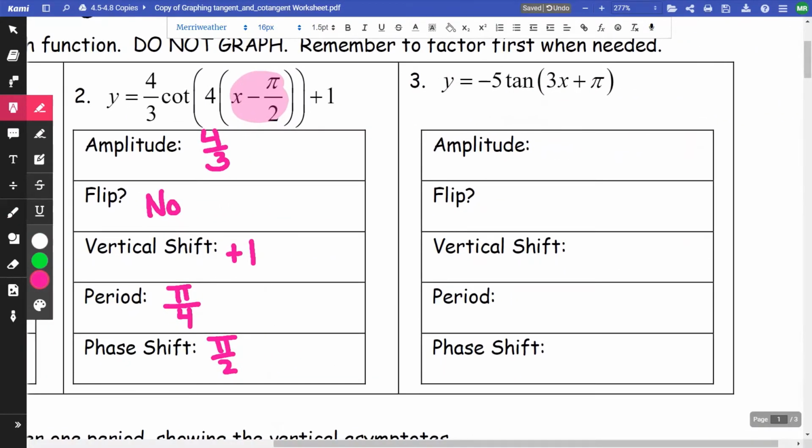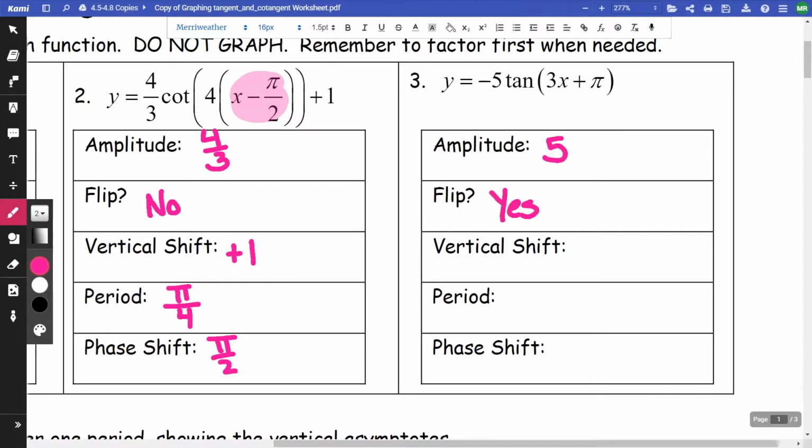On number 3, my amplitude is going to be 5. When they say flip, yes, because it has a negative in front of it. Vertical shift, none. Period is going to be pi divided by 3. So this 3 in front of my x is actually my b.